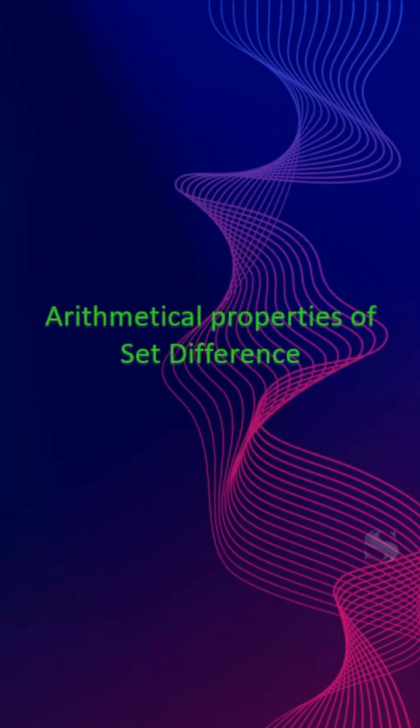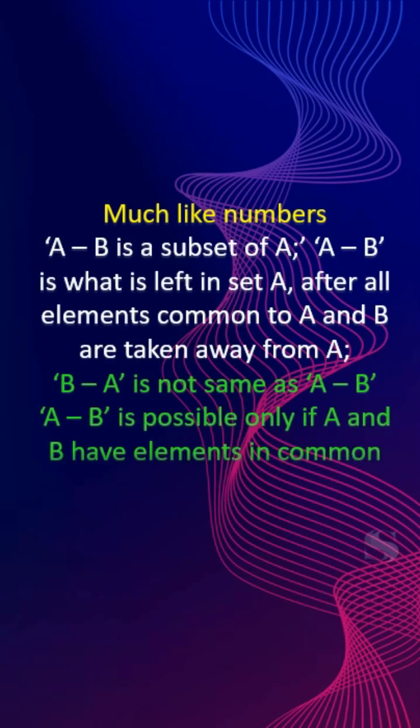By now, it may be time to guess what may be the arithmetical properties of set difference. Difference is the sets' counterpart of the negative operations in numbers. Obviously, set difference is also a set, much like union and intersection of sets yield a set. A minus B is a set that is a subset of A. A minus B is the set that has elements of A minus all the elements of B. But note the big if here: the elements of B are taken away from A if they are in A.